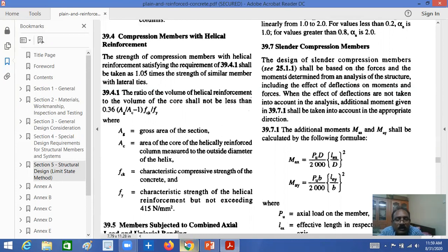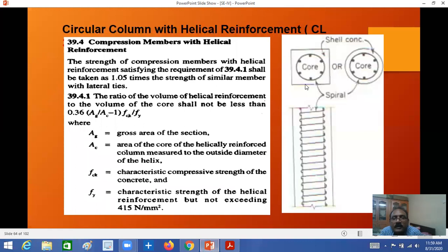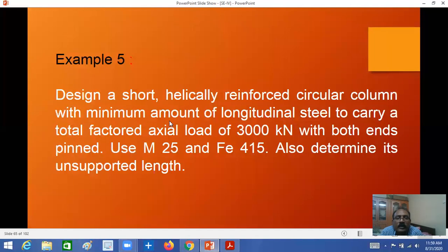So this way we have to consider this helical reinforcement. The inside is the core, this is the shell we can call it. Internal is the core, outside is a spiral. So this is called a spiral, right? So from this Clause 39.4 we have to design.